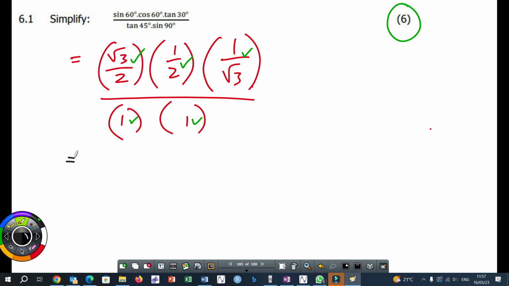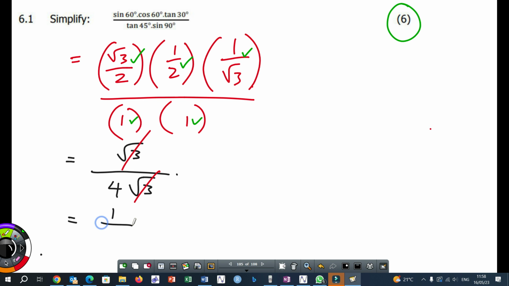Let's get on. The denominator is going to be 1, so you focus on the numerator. Since there's multiplication in the numerator, it will be square root of 3 times 1 times 1, you get square root of 3, divided by 2 times 2, which is 4 times square root of 3. Then this square root of 3 is that square root of 3, so you have 1 in the numerator and 4 in the denominator.